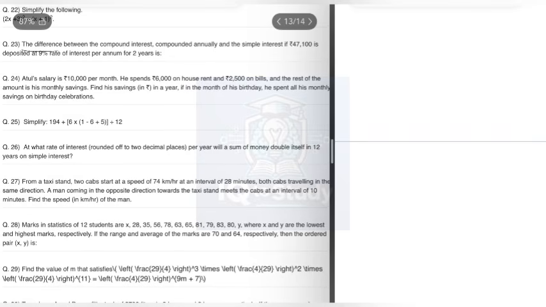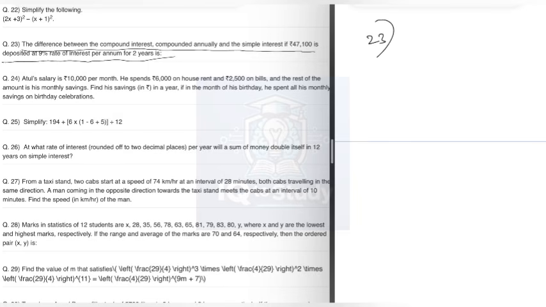The difference between the compound interest compounded annually and the simple interest, if 47,100 rupees is deposited at 9% rate of interest per annum for 2 years, is? Difference for 2 years is p into r square by 100 square, or p into r by 100 whole square.